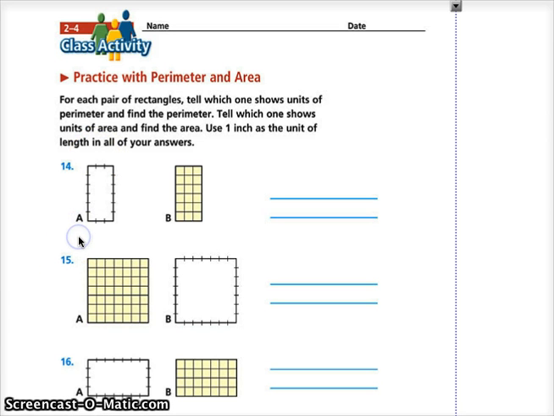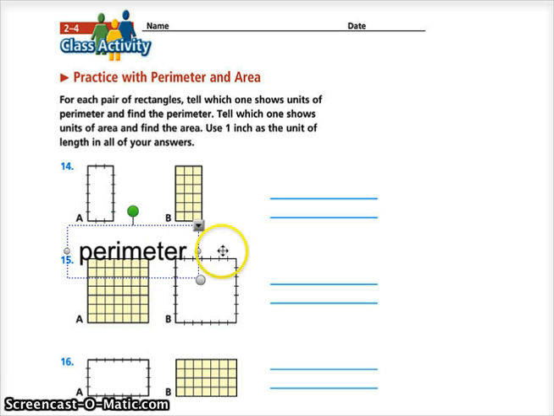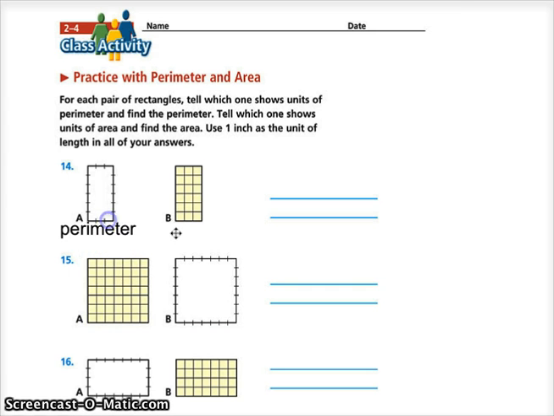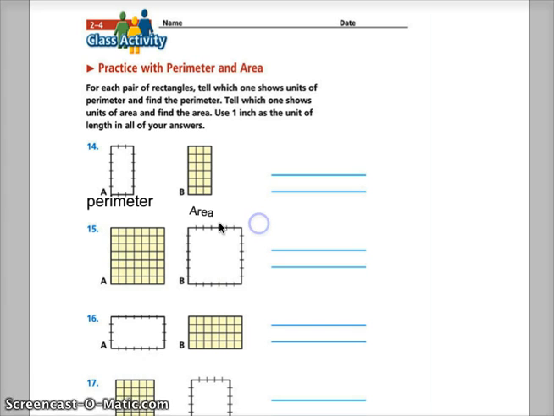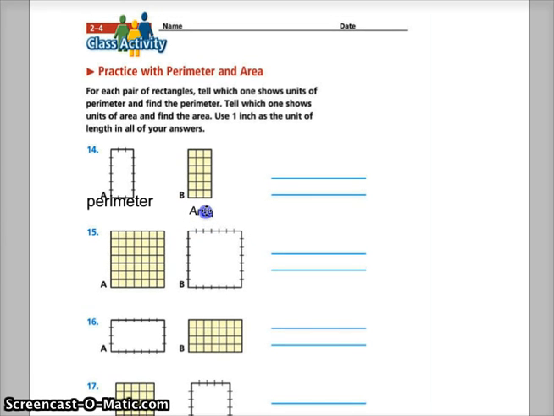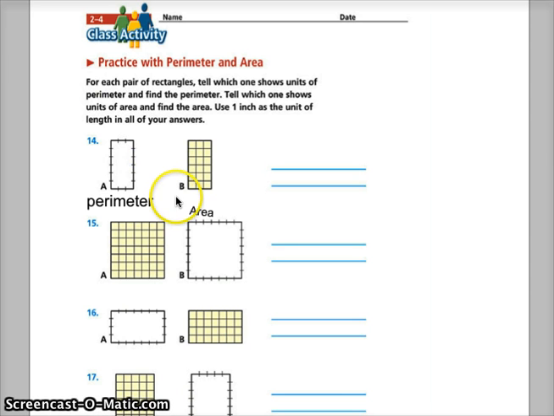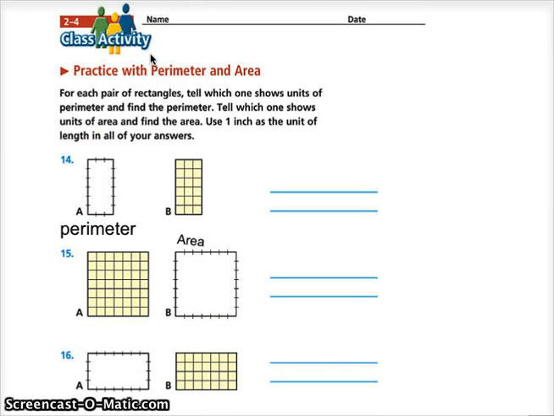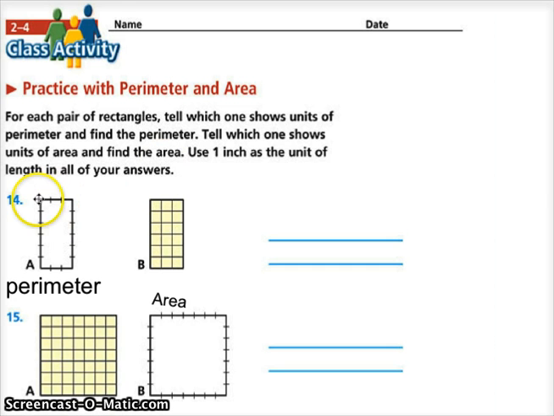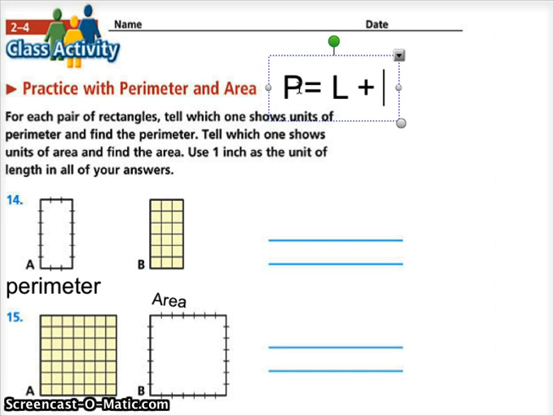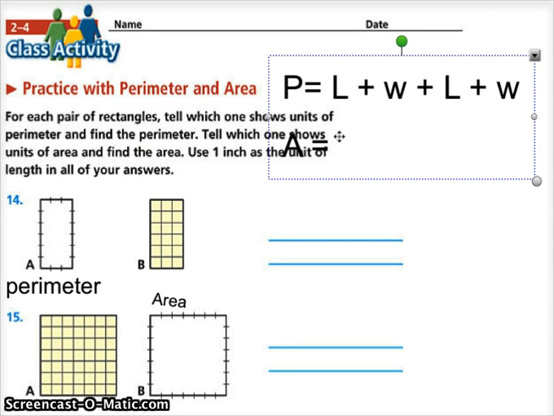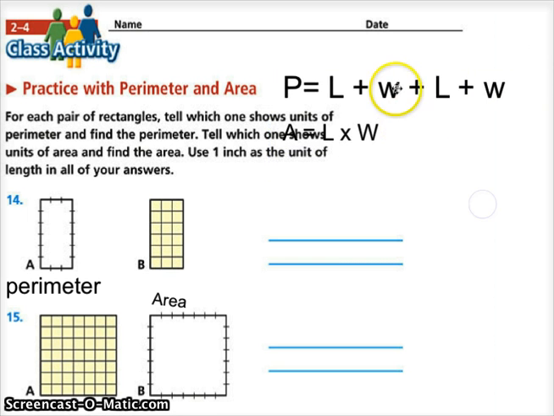So for number 1, A shows me perimeter. And B shows me area because it shows me how many squares are on the inside. And then I need to calculate. So for number 14, let's see here. It's a little bigger. I need to count the outside, or length plus width plus length plus width. I would recommend you write that at the top. Perimeter equals length plus width plus length plus width. And area equals length times width. That way it will help you throughout the page.